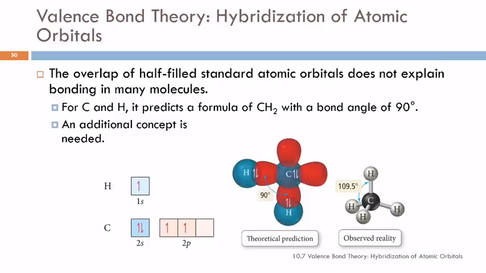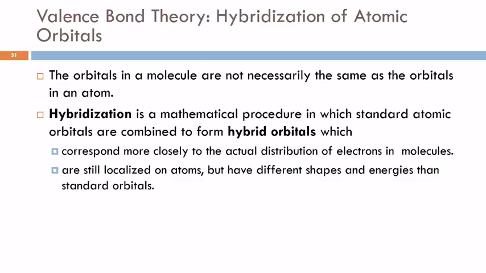So there's something missing from what I've told you so far, right? An additional concept is needed. And that additional concept is hybridization. The orbitals in the molecule are not necessarily the same as the orbitals in the individual atom. When those 2 atoms come together and interact with each other, that interaction can affect the orbitals. It can change the orbitals.